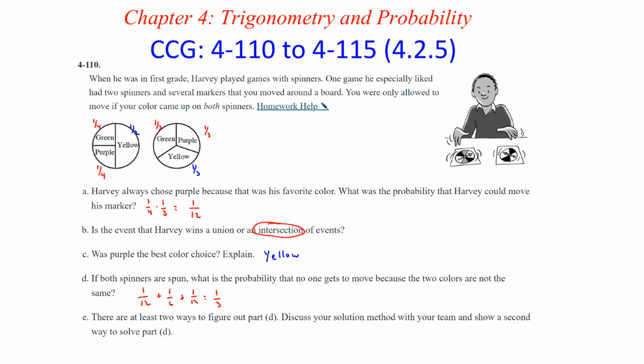Now that's the probability of winning. So to not be able to move, we would take 1 minus 1/3. And the probability of not being able to move would be 2/3. Part E. There are at least 2 ways to figure out Part D. Discuss your solution method with your team and show a second way to solve Part D.